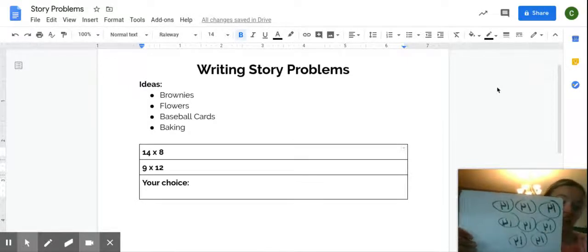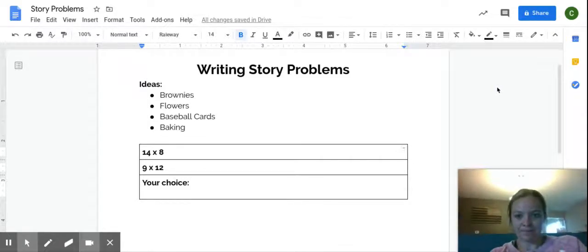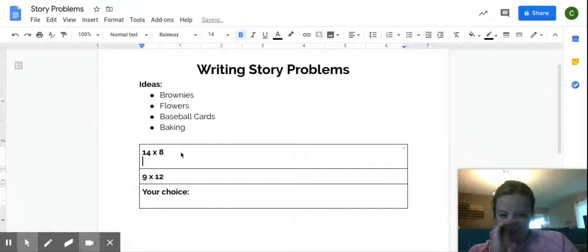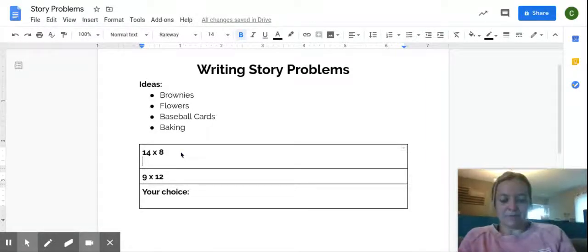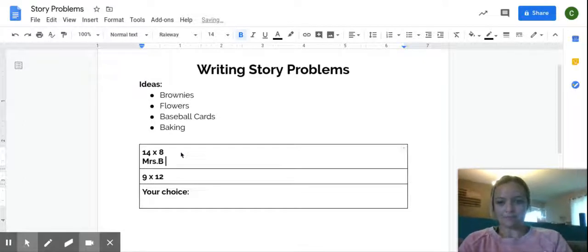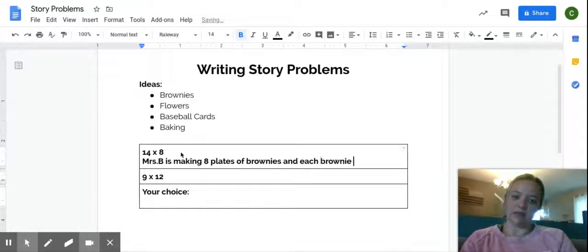And I'm going to be making a ton of brownies for people. So I can say, right here's where I'm going to type my story problem. I'm going to say Mrs. because I'm writing the story problem. You guys can have whoever you want in your story. Mrs. Beatty is making 8 plates of brownies, and each plate, right?